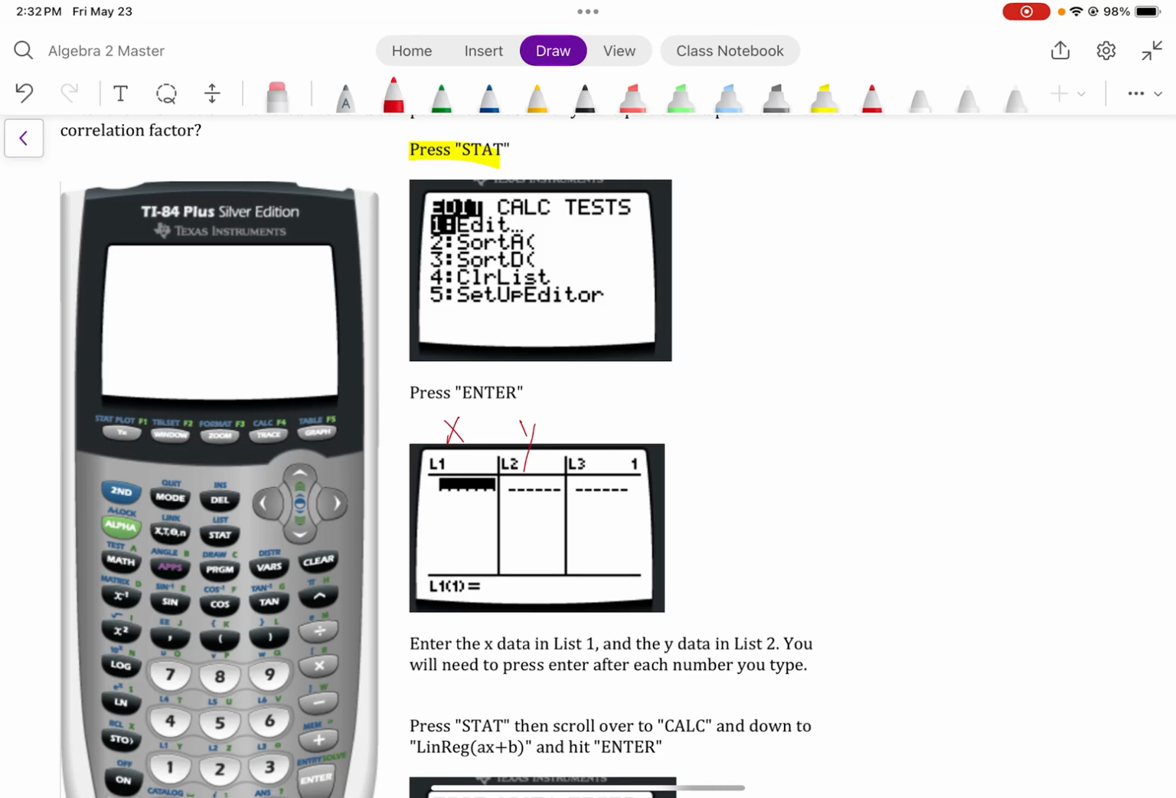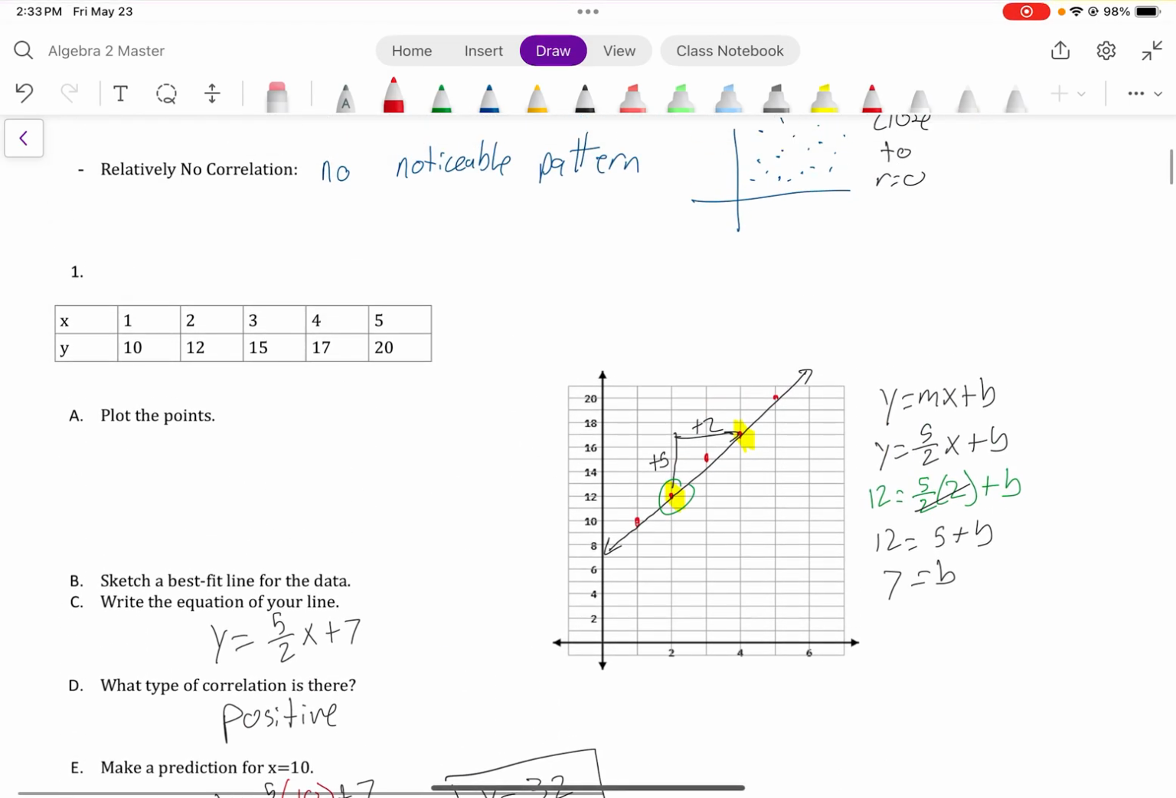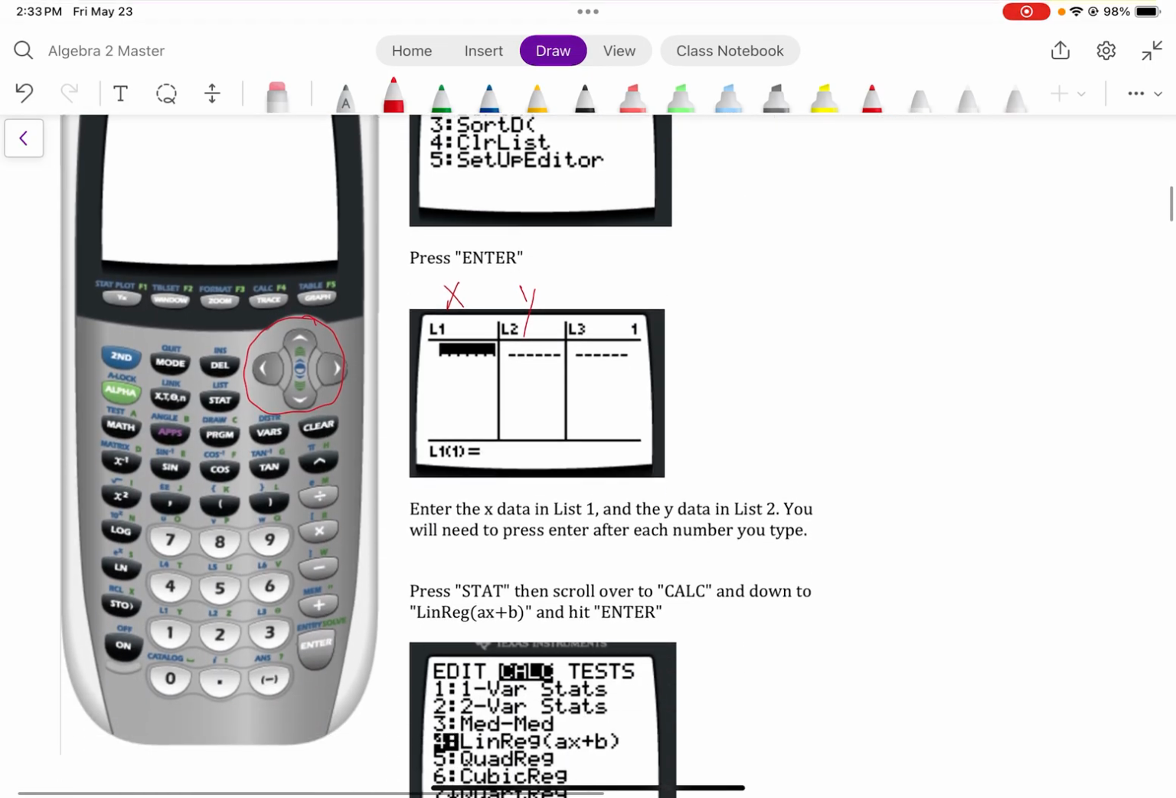So in List 1, I'm going to put my numbers. They were 1, 2, 3, 4, and 5. And the tricky part here is after every single number you put in, you have to hit Enter. Then I'm going to use my arrow keys. When I say my arrow keys, I'm going to talk about these 4 buttons right here. I'm going to scroll over to L2 and put in the next 5 numbers that we had, which were 10, 12, 15, 17, 20. You have to put them in the order that you are given because these are ordered pairs. List 2 is connected to L1.